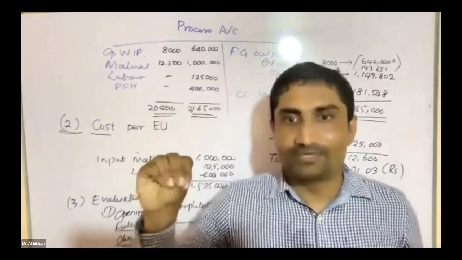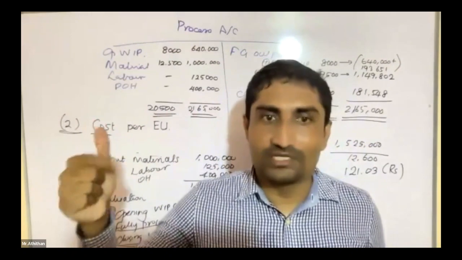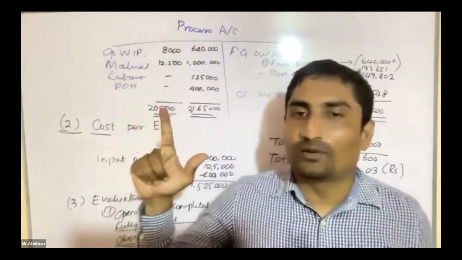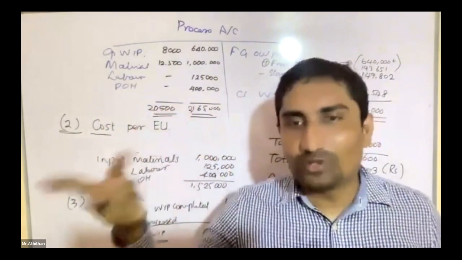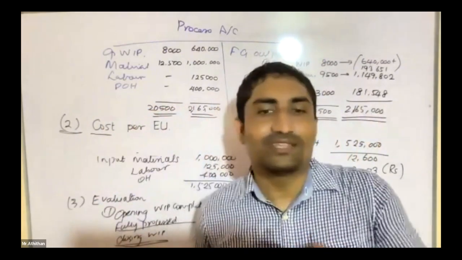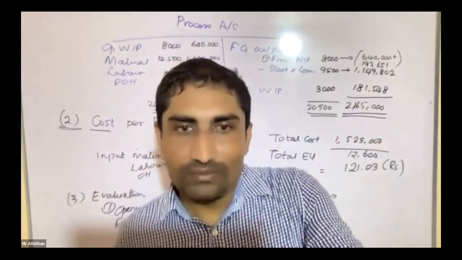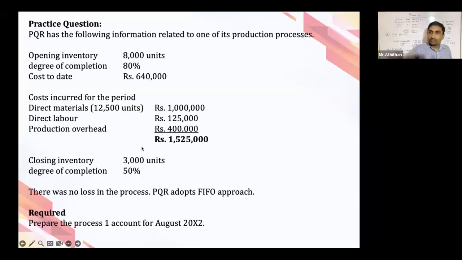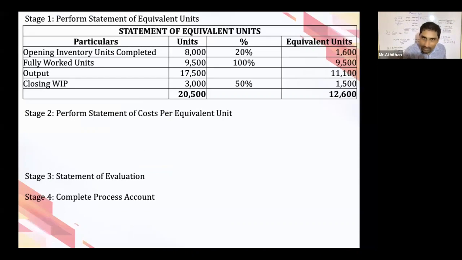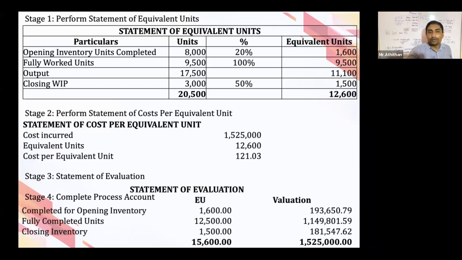There are 4 steps we need to do. First, equivalent unit calculation. Second, cost per equivalent unit calculation. Third, evaluation or cost allocation. Fourth, process account. That is the process we have followed. So first we prepare the statement of equivalent units, then the statement of cost per unit, then the statement of evaluation.